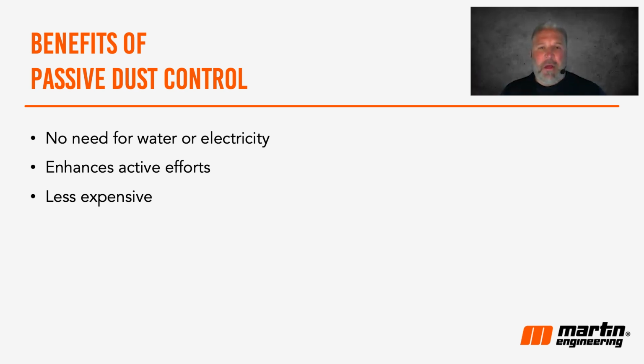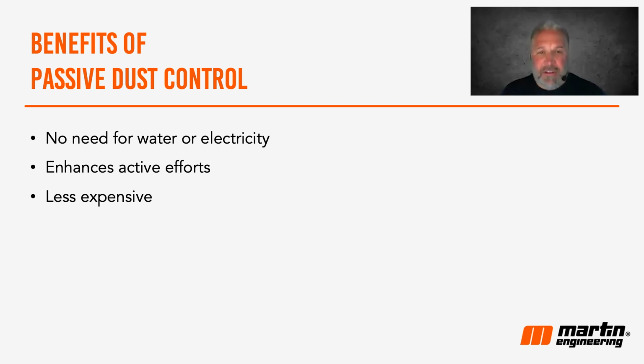It also is going to make the belt much more challenging to keep material from sticking to the belt on its return path. So if you do choose to use some sort of spray system to combat your dust, understand that there may be some unintended consequences, especially by adding water, in that you're going to probably need to increase your belt cleaning efforts. Another benefit of passive dust control is that it really enhances active efforts.